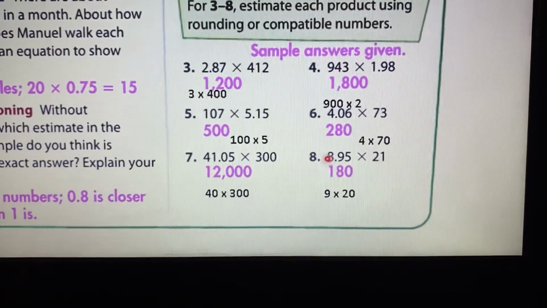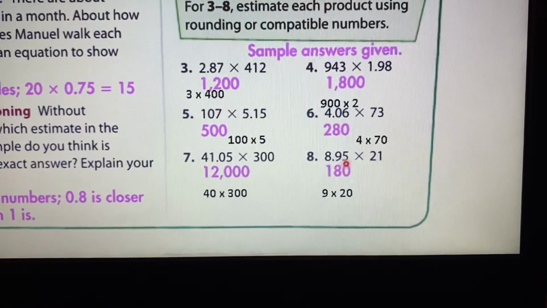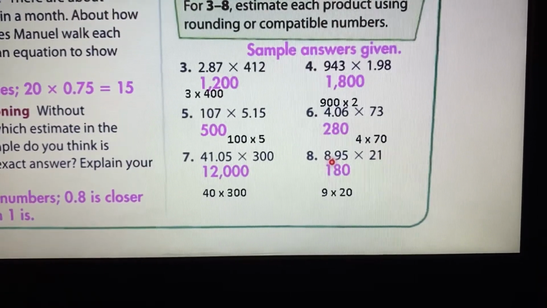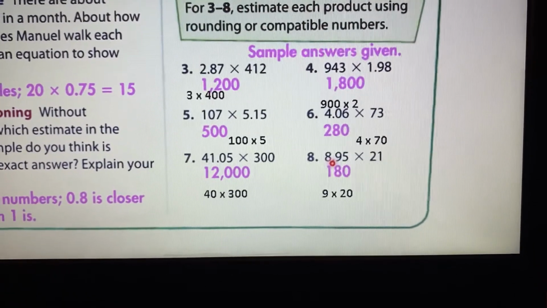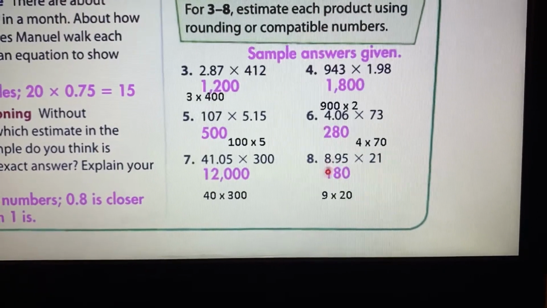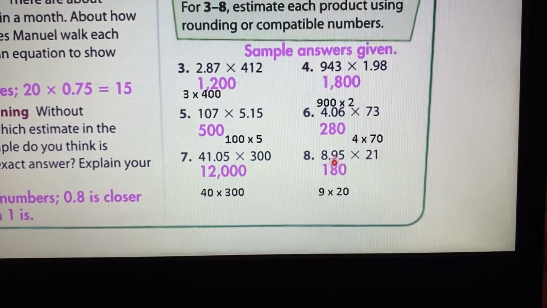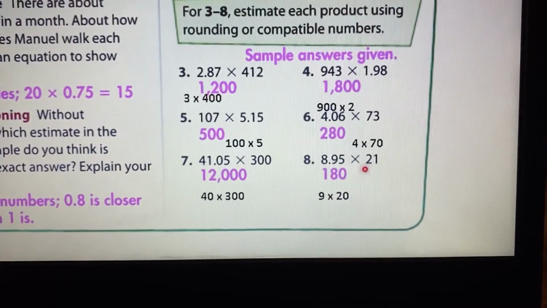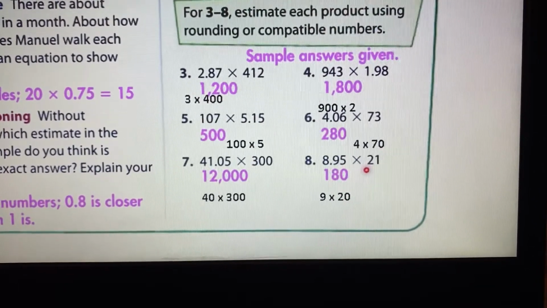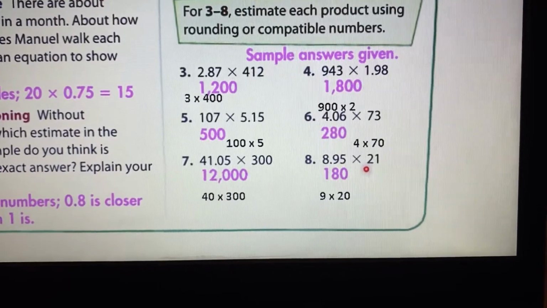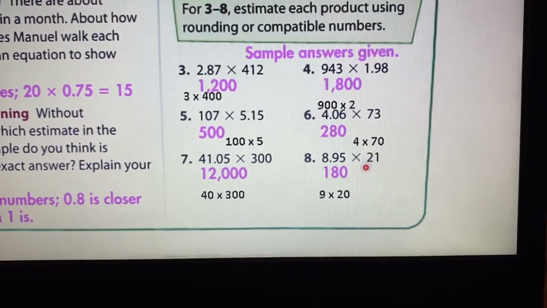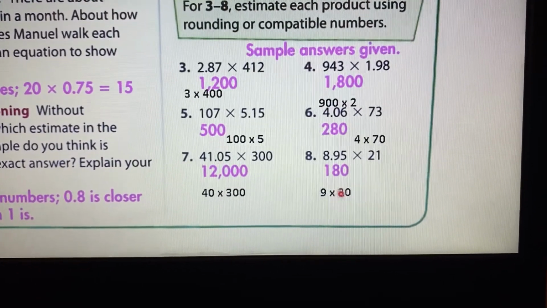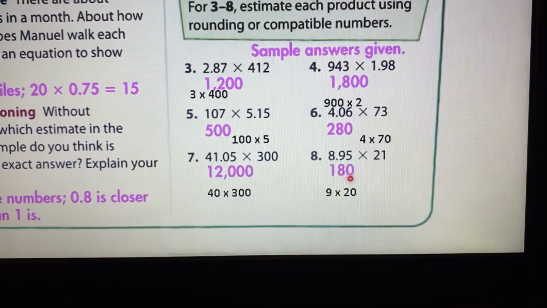Question number 8. 8.95. So it is between 8 and 9. In this case, it is closer to 9 because here I have 9. So I choose 9 times 21, which is between 20 and 30. But since I have only 1, of course it's closer to 20. So 9 times 20 equals 180.